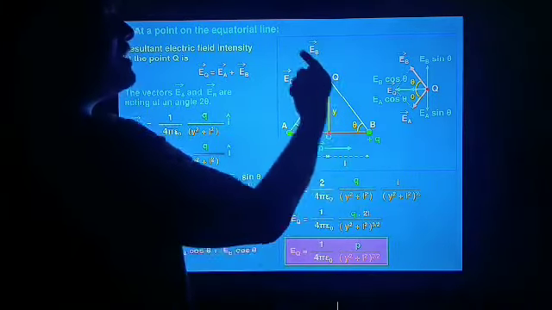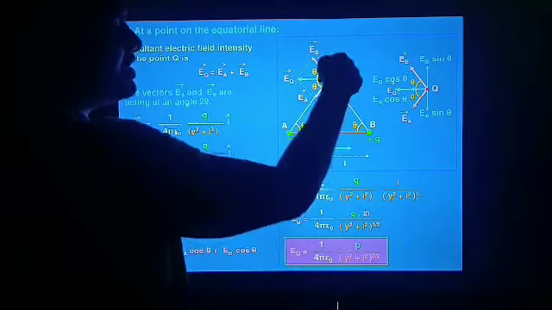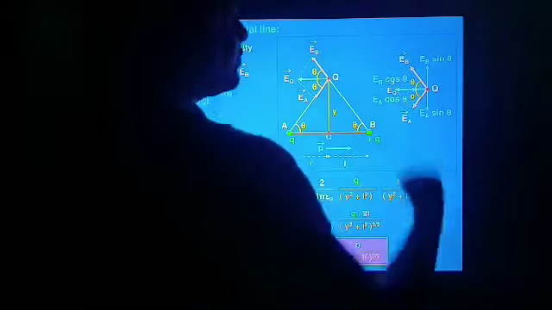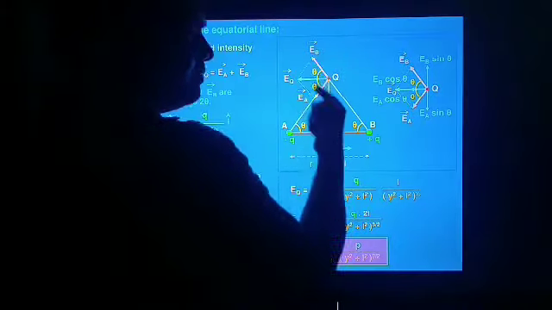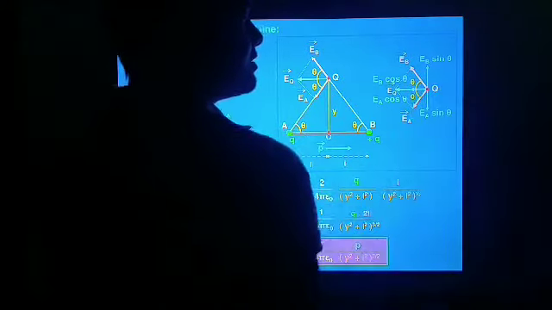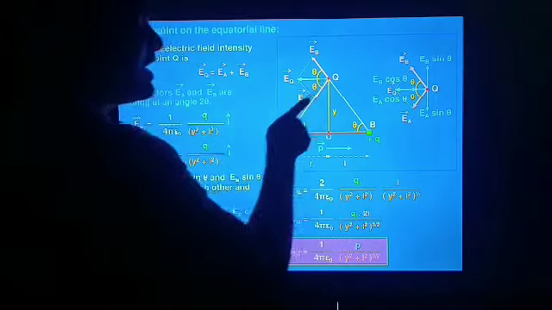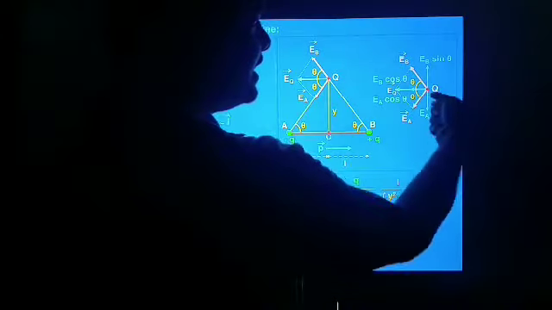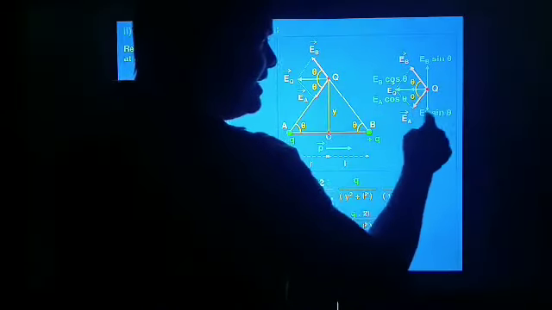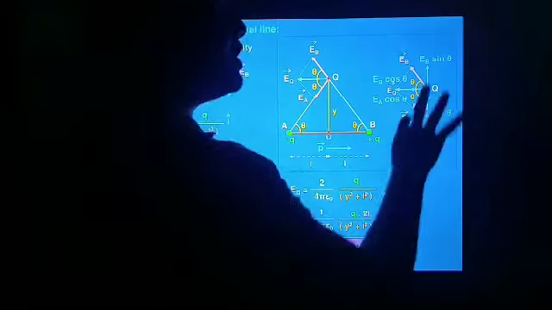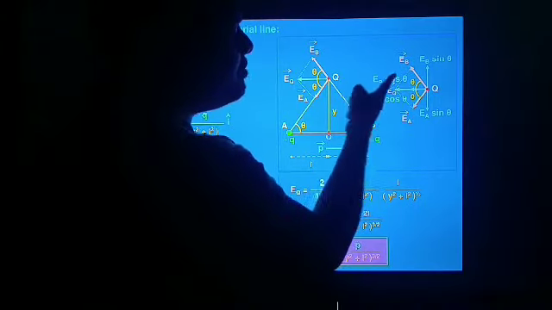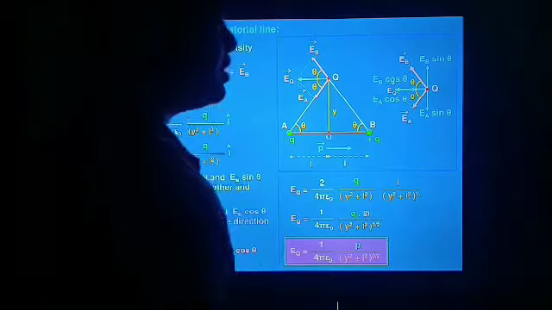Positive charge will apply an electric field in this direction and negative charge will apply an electric field in this direction. Let's see this diagram separately. EB can be resolved into two vectors, EB sin theta and EB cos theta. Similarly, EA can be resolved into vectors EA sin theta and EA cos theta. EB sin theta and EA sin theta are equal and opposite, so they cancel each other. So the net electric field EQ will be the sum of EB cos theta and EA cos theta.